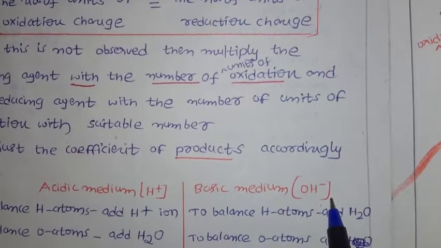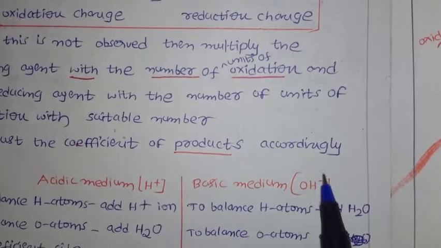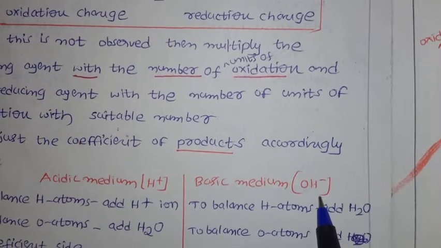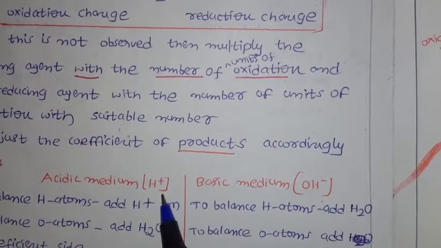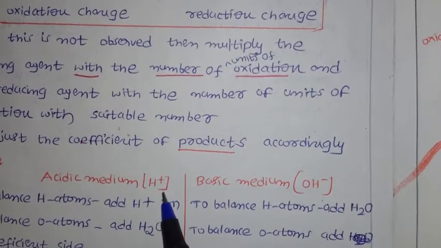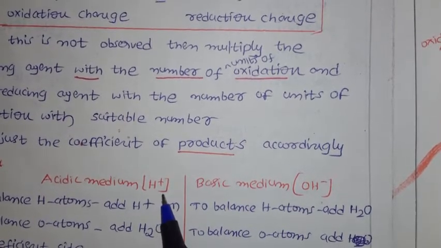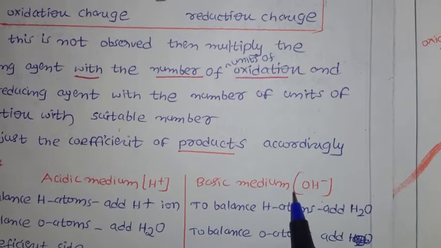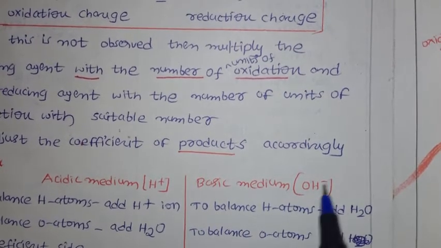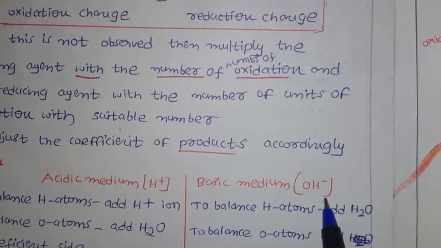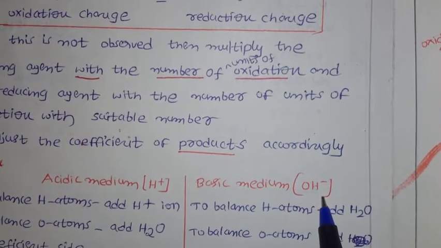If it is in the basic medium, OH- indicates what? OH- indicates basic medium. Sometimes in the equation they will simply give H+ above the arrow mark. If they give H+, you have to understand that we have to balance the equation in acidic medium. If in the arrow mark they give the basic medium, they will simply write OH-. OH- means you have to understand that we have to balance that equation in the basic medium.